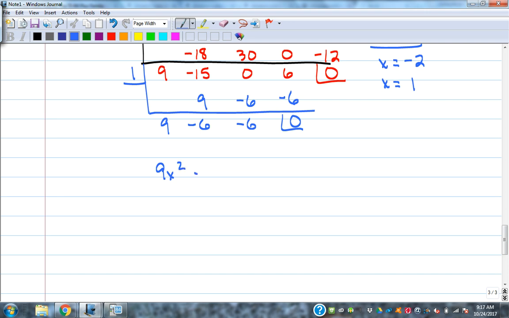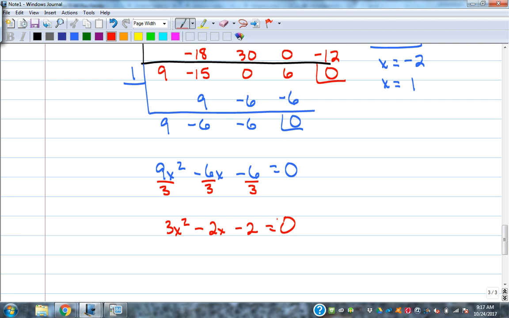It's 9x squared minus 6x minus 6 equals 0. What can you do to make that a little bit easier? What do you know about all those numbers? They're all divisible by 3. So divide them all by 3. Make it easier on yourself. So that's 3x squared minus 2x minus 2.